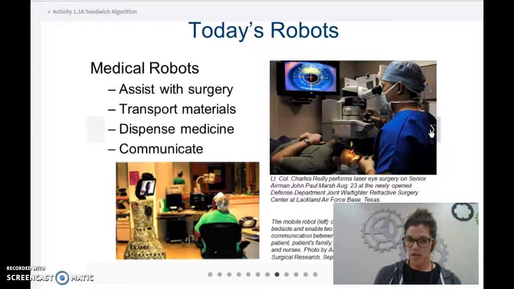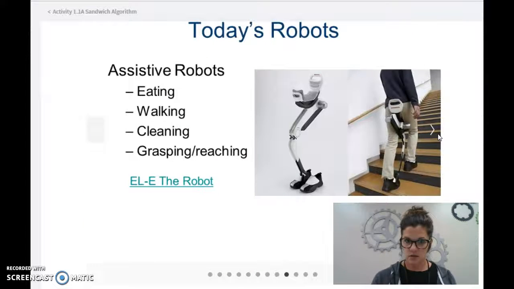The medical robots, they assist with surgery, transplant materials, dispense medicine, communicate. There's a lot to be said for what these medical robots do, and we touched on a lot of this with our presentation. So this is just the repetition of it for you to remember it and get it in your head exactly what each type of robot will do for us. All right, let's go on to the next one.